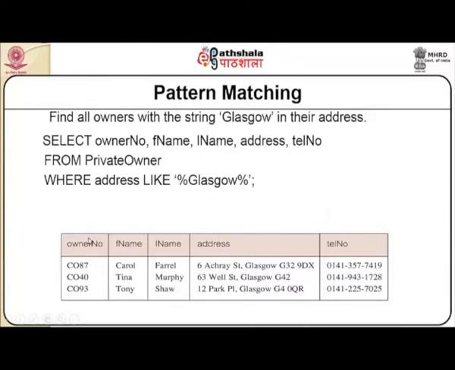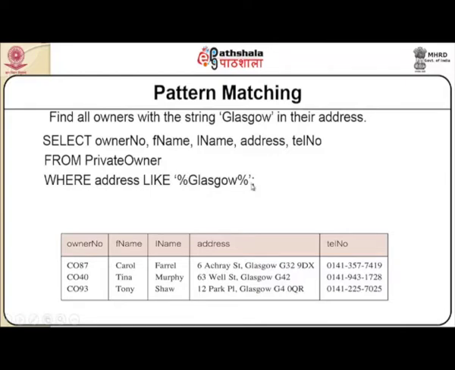I have asked the SQL query to present a resultant table with these 5 attributes. So 5 attributes are mentioned from the private owner table, where the address should be like some word of Glasgow, before which there can be n number of characters or numbers, and after which there can be n number of characters or numbers. But it should somewhere include the word Glasgow. So for that I have introduced a symbol called percentage before and after.